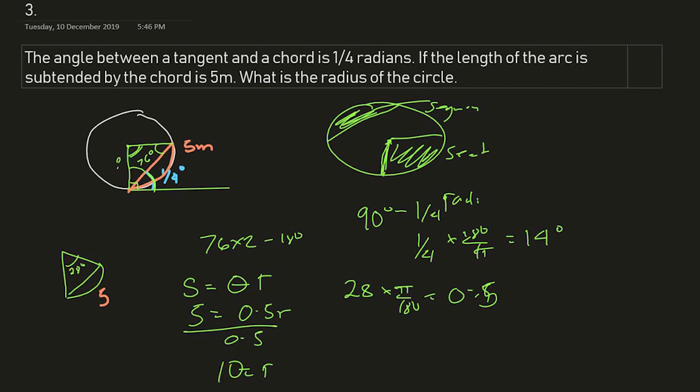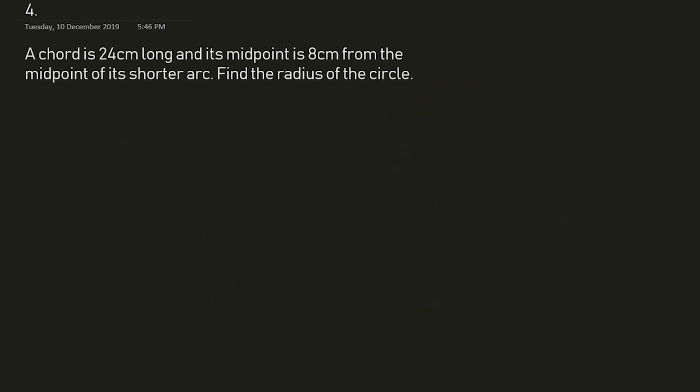Alright? So next problem, guys. Next problem dito, a chord is 24 centimeter long, and its midpoint is 8 centimeter from the midpoint of the shorter arc. Find the radius of the circle. Complicated. Alright. So that's the center. A chord is 24 centimeter. So let's draw a chord over here. This is 24, guys.